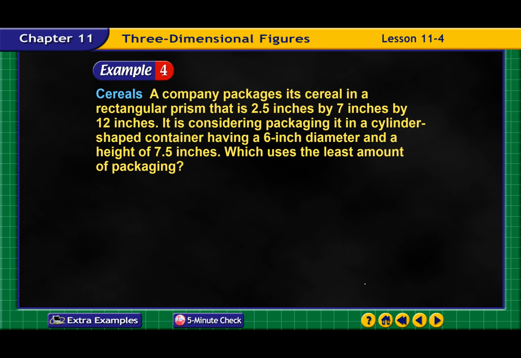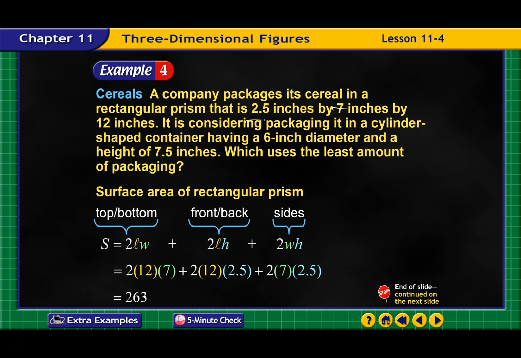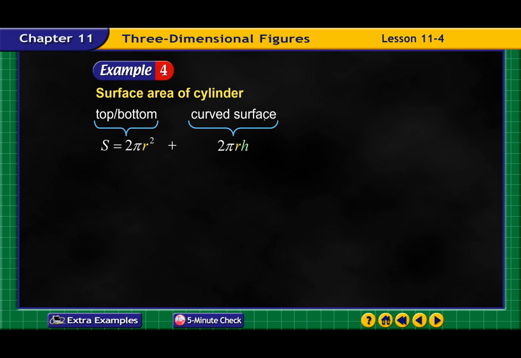All right, we're going to go really fast. The company packages its cereal in rectangular prisms of 2.5 inches by 7 inches by 12 inches, and is considering packing it into a cylinder-shaped container having a 6-inch diameter with a height of about 7.5. What's the least amount of packaging? So I need to find the surface area. The surface of the rectangular prism is top and bottom, front and back, and sides. Take my numbers from up here, 12, 7, 2.5, add them all together, and it comes out to this, but I'm not done yet.